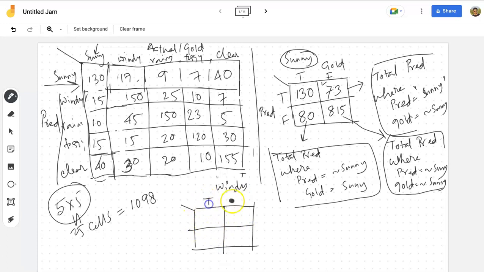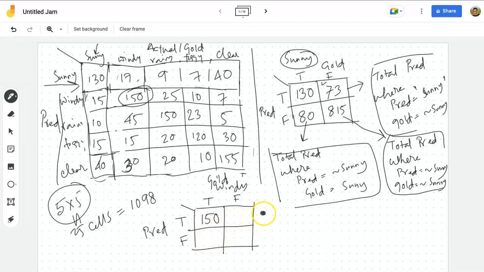So it will be true, false, true, false. In the table, the rows are predictions and the columns are gold. What about the first row? The actual prediction is windy and the true gold level is also windy. How to check it from the actual table? If you check this cell, the actual is windy and the prediction is also windy. So it is 150.